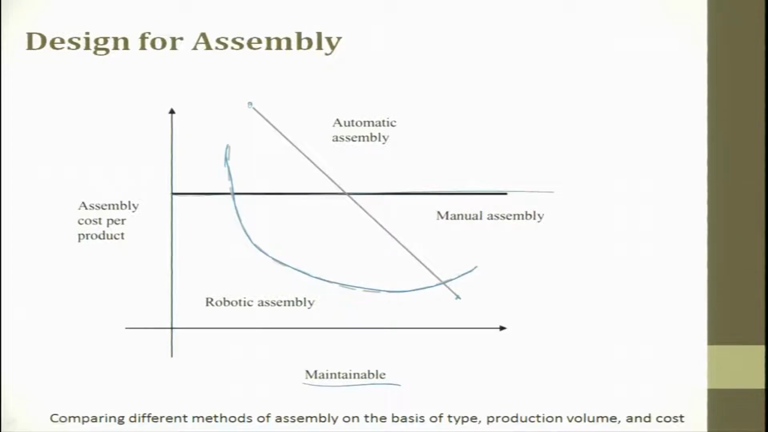So, that means to say it comes very close with respect to costing, assembly costing and all become very cheap and very economical, and then it starts slowly rising with respect to maintainability. And here what we talk about is assembly cost per product. So, depending upon the type, the production volume and the cost, this curve is given.